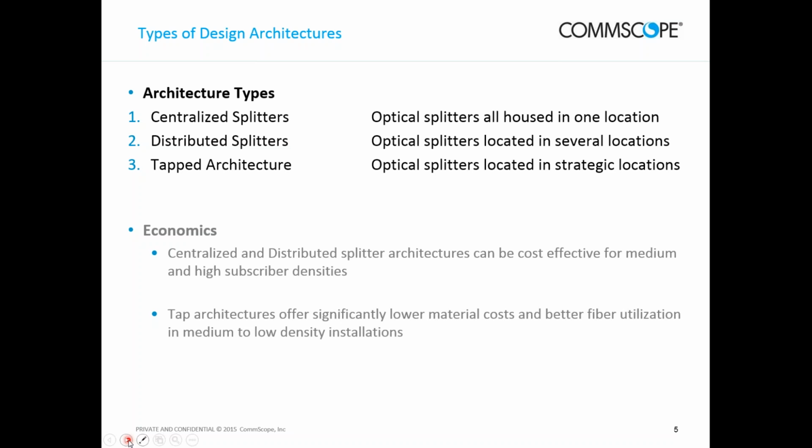I did mention cost there, so of course economics always plays a part in determining what type of architecture to use. Just a couple of generalized bullet points here. Centralized and distributed splitter techniques and architectures will often be cost effective for medium and high subscriber densities, as I mentioned on a couple of the slides previous to this, with the urban and suburban serving areas. Tap architectures are going to offer you significantly lower material costs and better fiber use when you get into those medium and low density installations, when you get out into the rural areas of where your network is located.